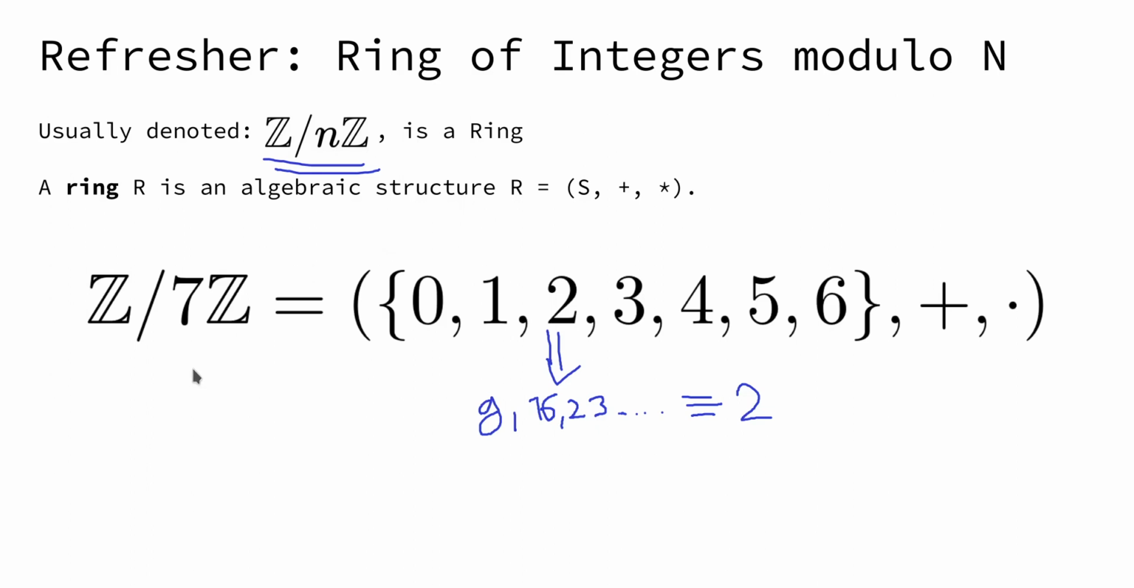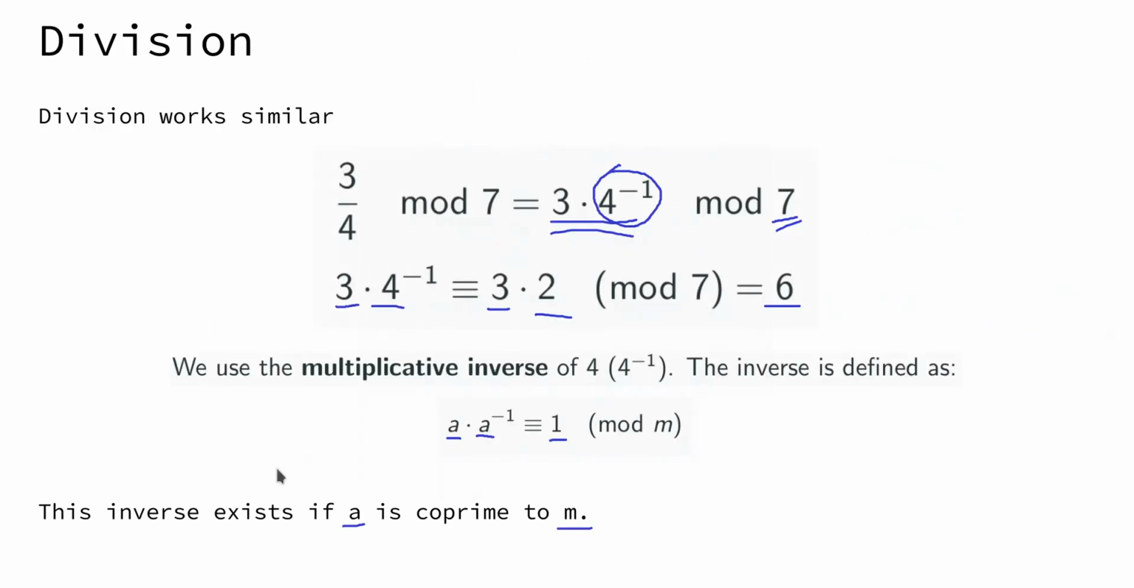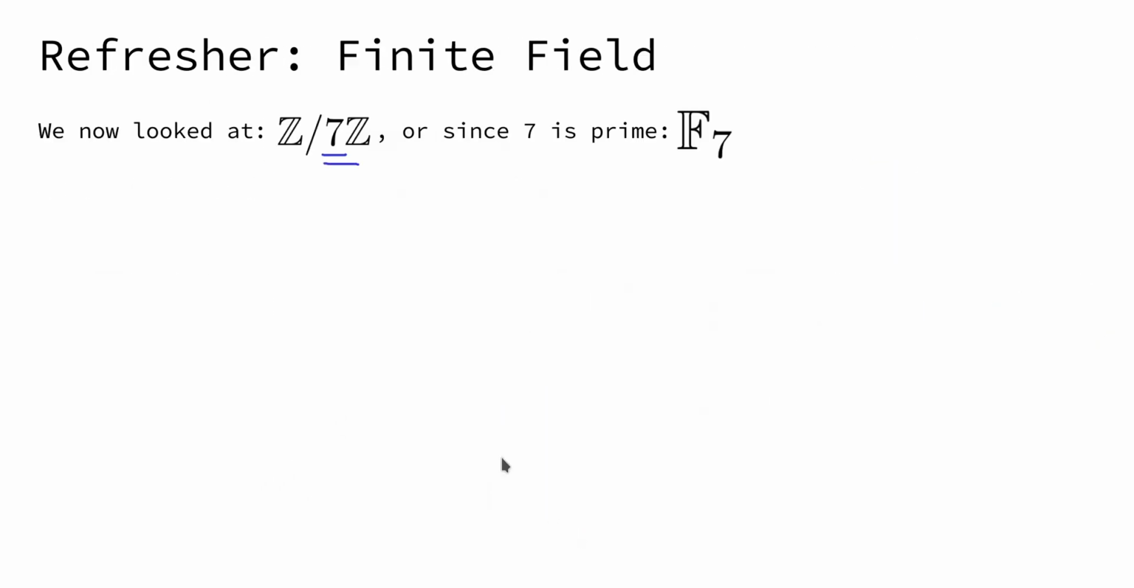Well, actually, this ring is not only a ring, since 7 is a prime number, and we have said that inverses exist if the element is coprime to the modulus. Well, 7 is a prime number. Everything is coprime to the prime number. So this is not only a ring, this is actually a field. Fields are usually denoted like that. So finite field F7 has the same rules as above. It just means that every element has an inverse. So we can divide by every element in this.